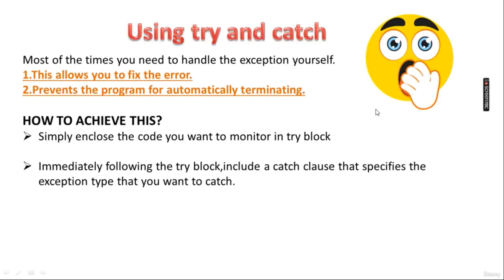Now, the last example was without try catch. Now we will see with try catch. Most of the times you need to handle the exception yourself. You know that your program may generate an error, so it is your responsibility to put your code in try and catch blocks. Whatever piece of code you think may generate an error at runtime, you put that code in the try block, and your catch block will catch that particular exception.